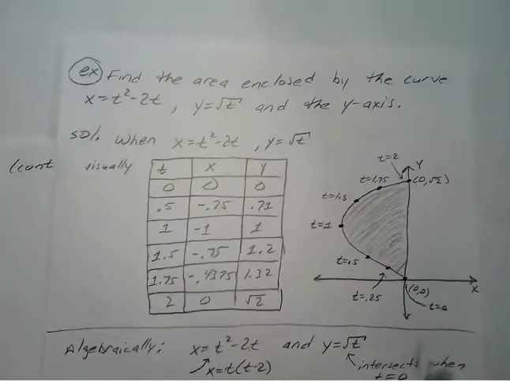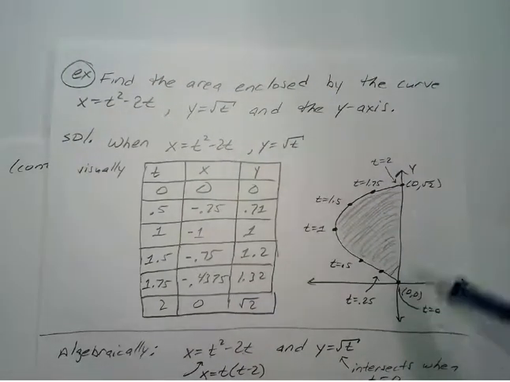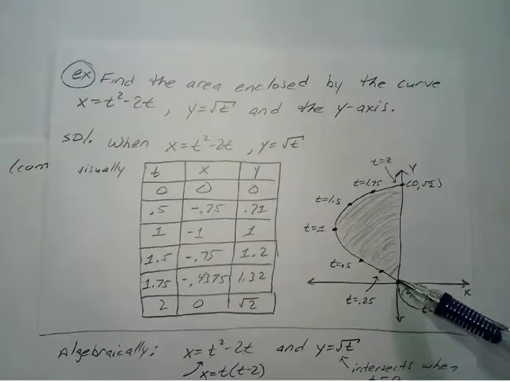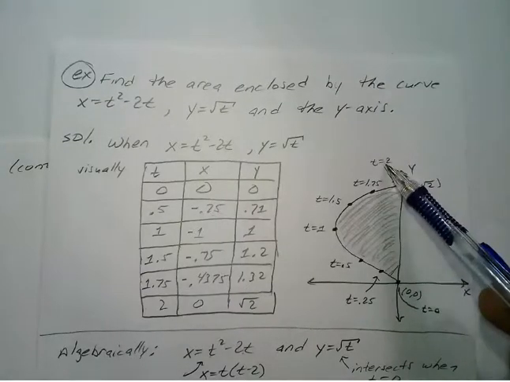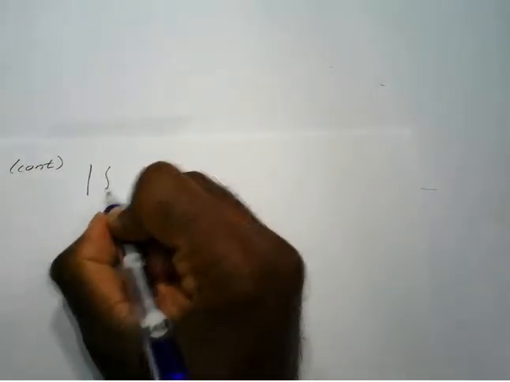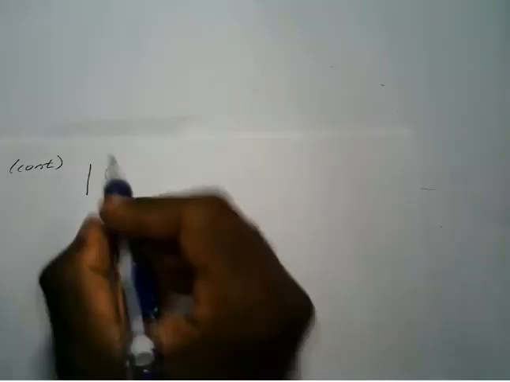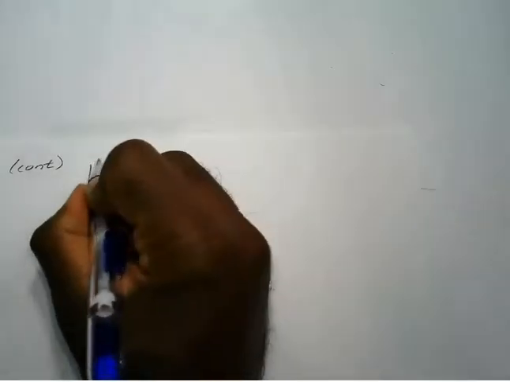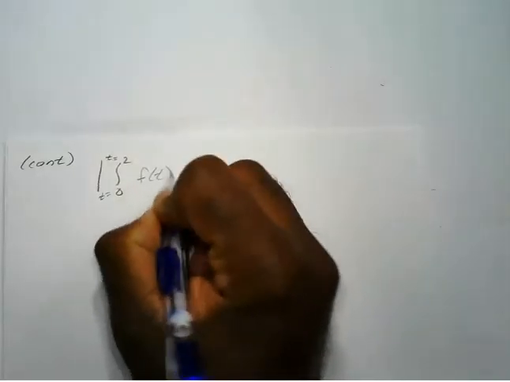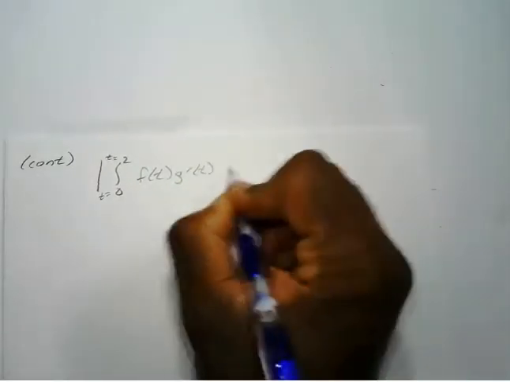Okay, so we see here, we're going from the lowest to the highest. The lowest t value is 0, and the highest t value is 2. So we're going to go from 0 to 2. So that's going to be the integral from 0 to 2. Remember, that's t equals. We're kind of switching up a lot of variables here, so we want to keep track of exactly which variable we're going to replace. F of t, g prime of t dt.